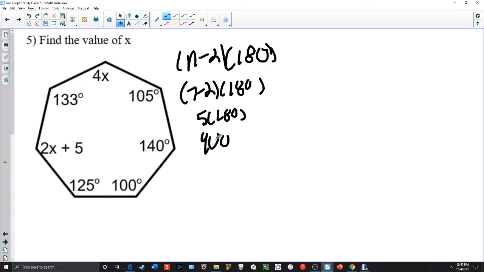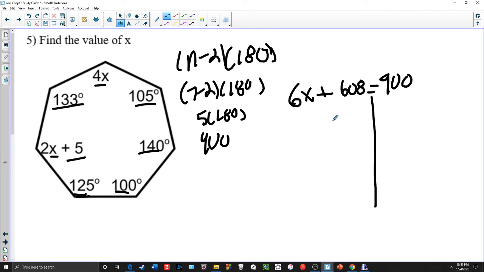So that means we can make an equation. So we're first going to add our x's. So 4x and 2x are going to add up to get 6x. Then we're going to add up all the non-x's. So 133, 105, 140, 100, 125, and even 5. All those non-x's, we're going to add all those up. If you do it with the calculator, you get plus 608 equals 900.